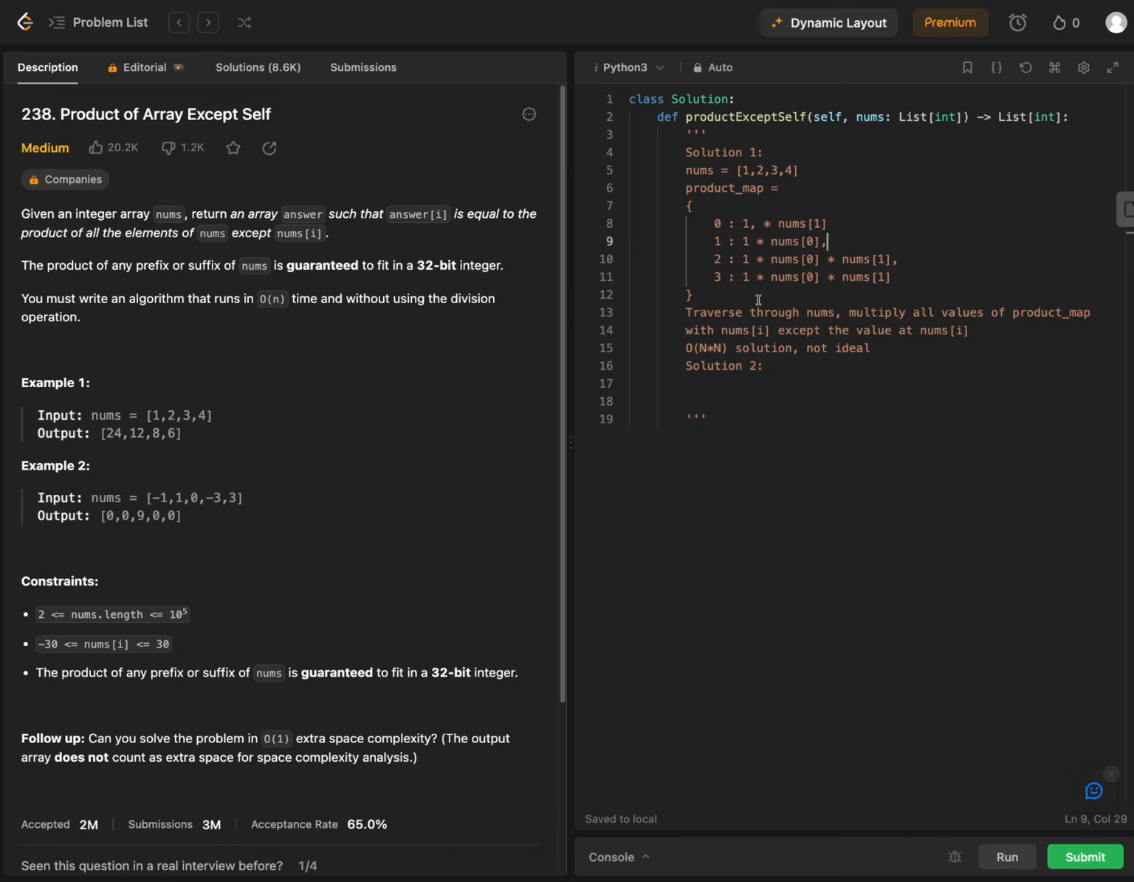How about, obviously there is another solution, which is just taking 1 and then a double for loop that will multiply 2, multiply 3, multiply 4, and then 2 to multiply everything else. Again, it's an O(n) times n solution, so that's not ideal.